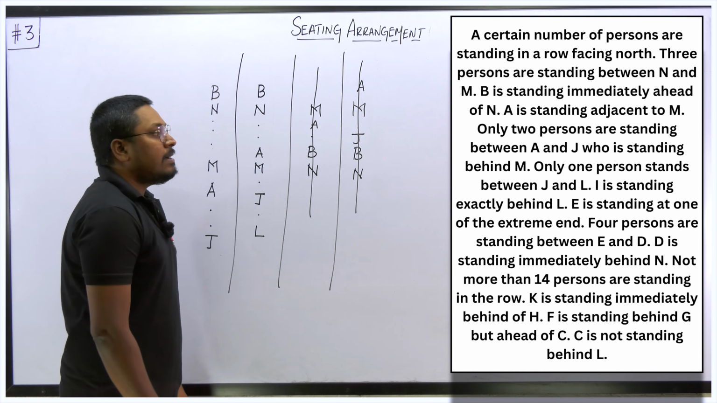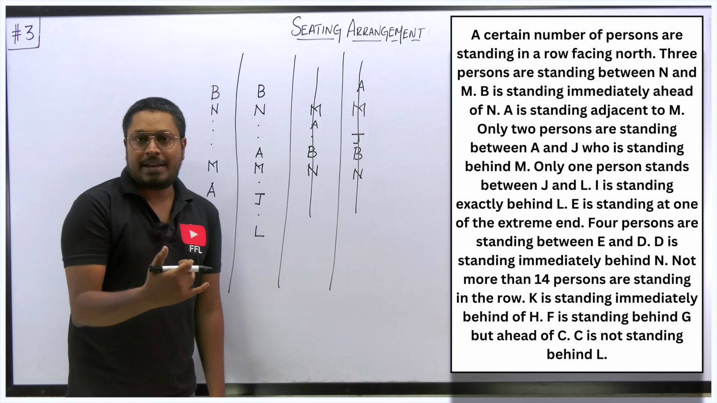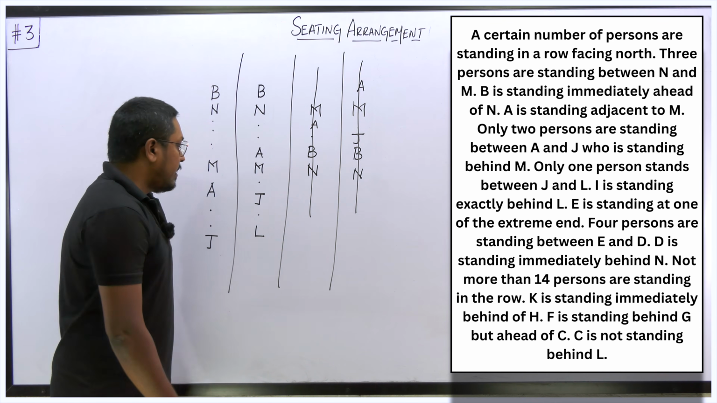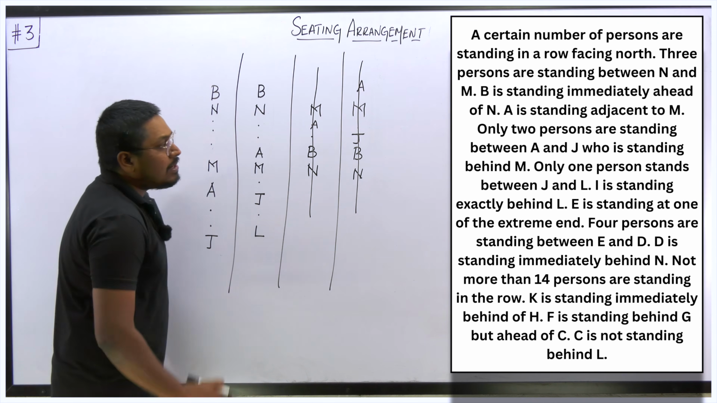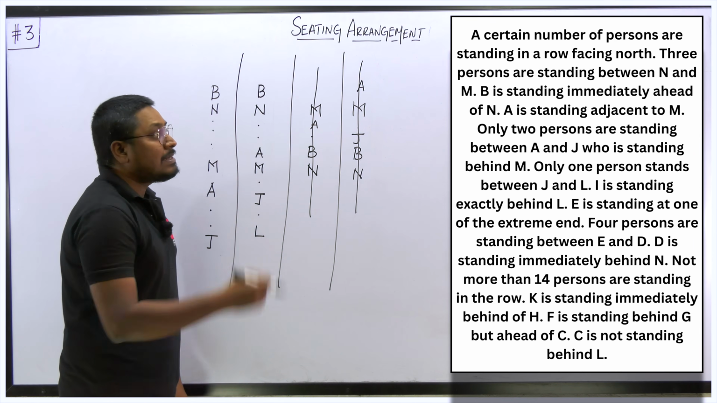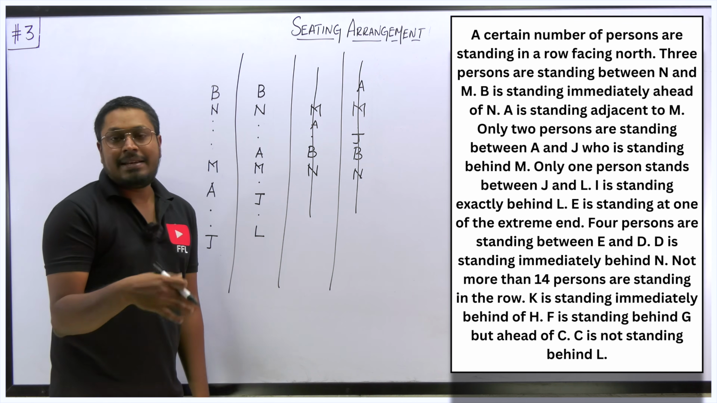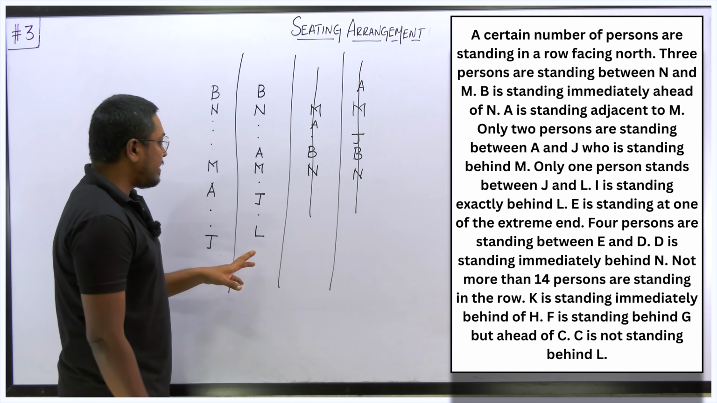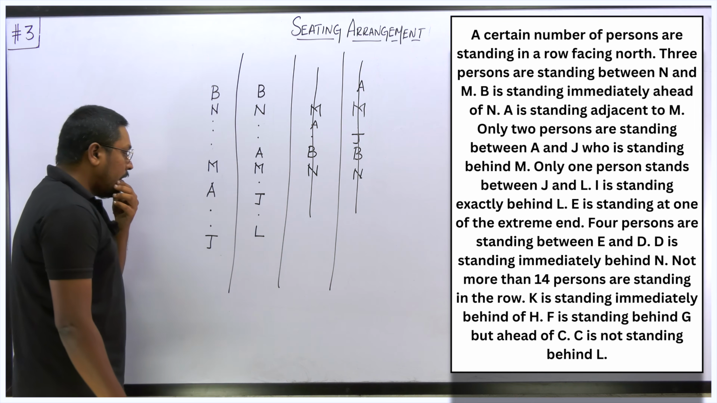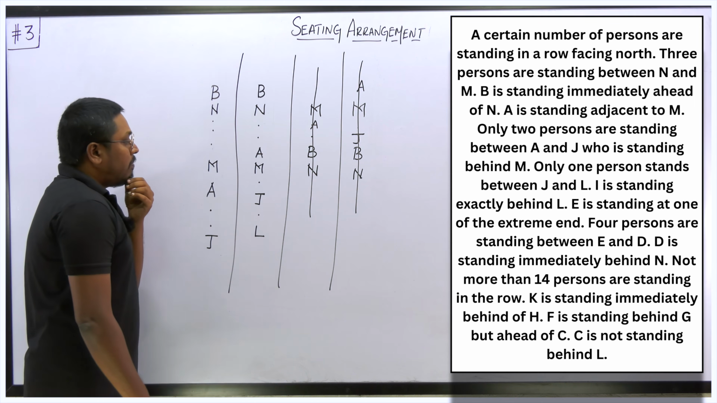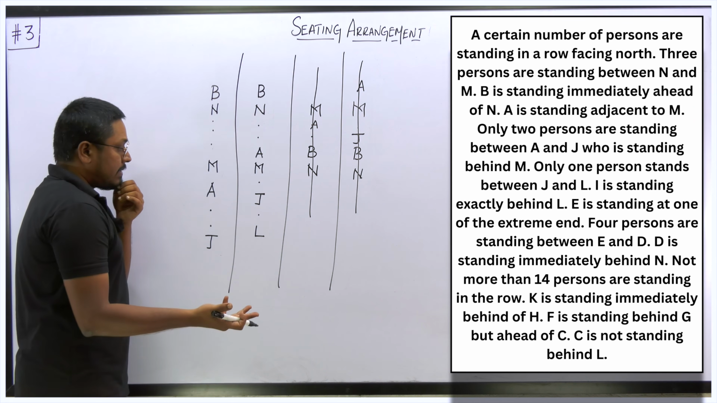I is standing behind L. So at the back of L, who is standing? I is standing. So at the back of L, whether immediately or not? Yes. I is standing exactly behind L. So behind L is not immediately. So L backside should be I. Okay. So let me keep that point in mind, and we can proceed to the next one, right?